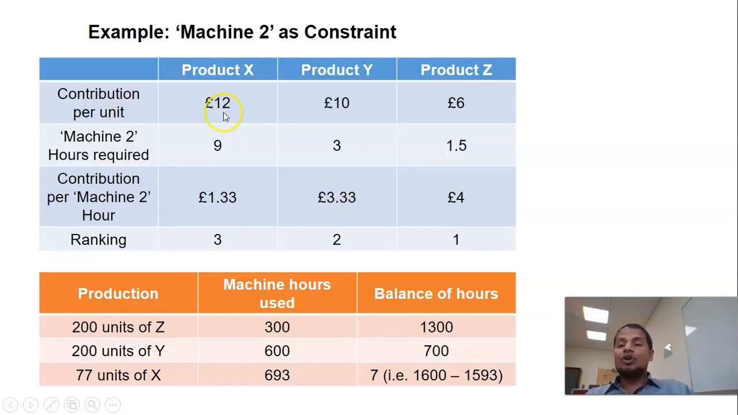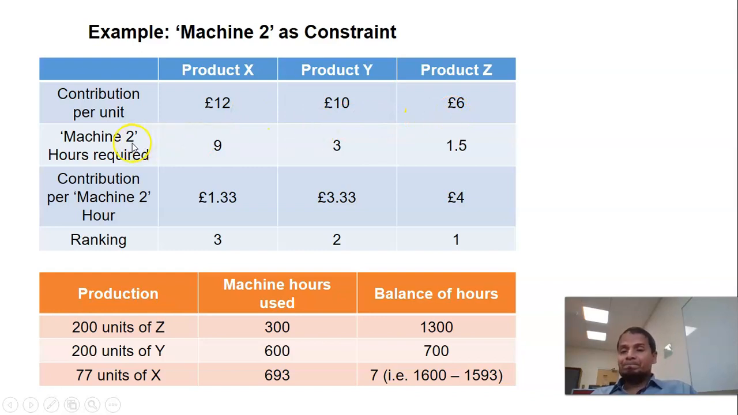Let's see. So this is the contribution given per unit of X, per unit of Y, per unit of Z. The contribution is given. If not given, we can calculate. How can we calculate? Material cost needs to be deducted from sales price. So what is the sales price of X minus what is the material cost of X? If you deduct material cost of X from selling price of X, then you will get contribution per unit. Okay, but in this problem we are given this.